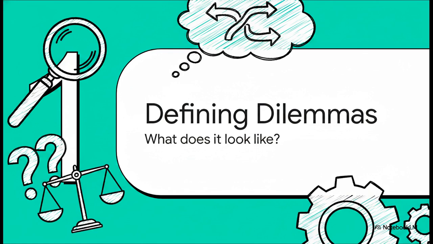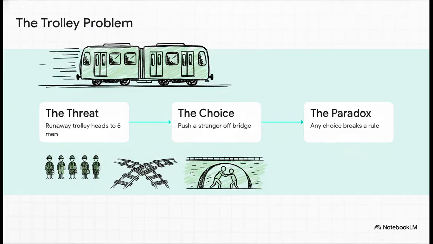Before we can solve a problem, we need to know exactly what it looks like. Let's kick things off with the classic trolley problem, just to see what an ethical paradox actually looks like in action. Imagine this. A runaway trolley is hurtling toward 5 workmen on the tracks. You're standing on a bridge above, next to a large stranger. If you do nothing, 5 people die. If you push the stranger to stop the trolley, 1 person dies, but you actively caused it.